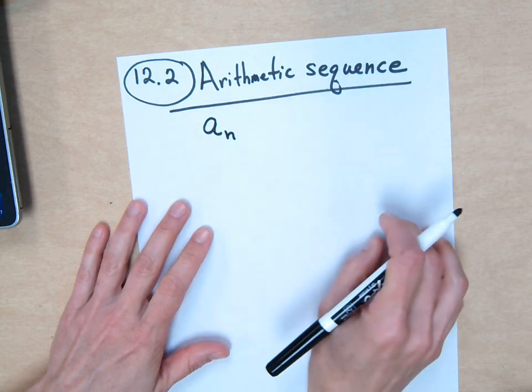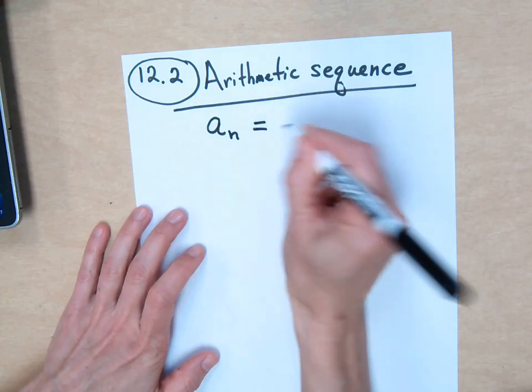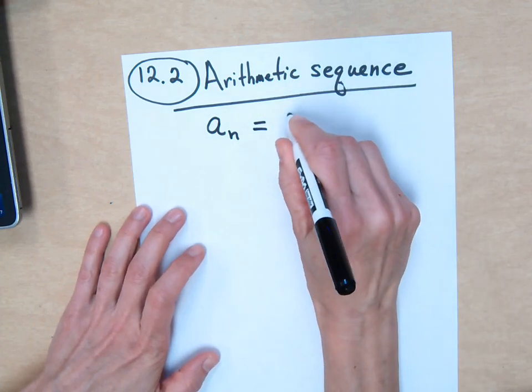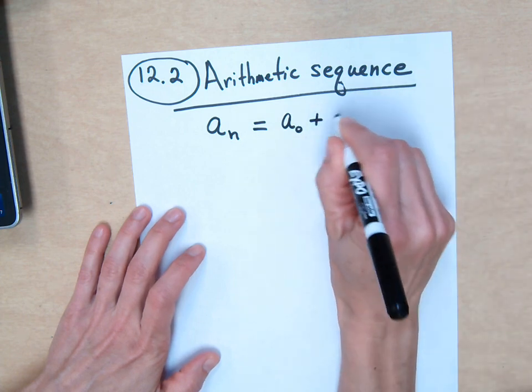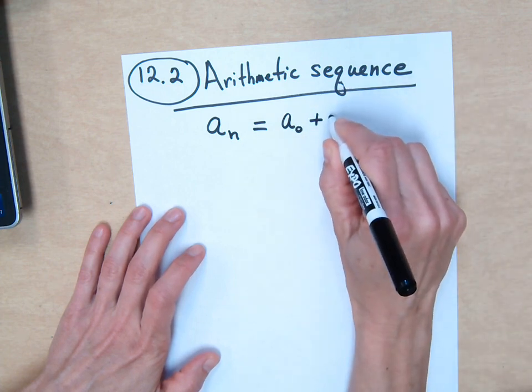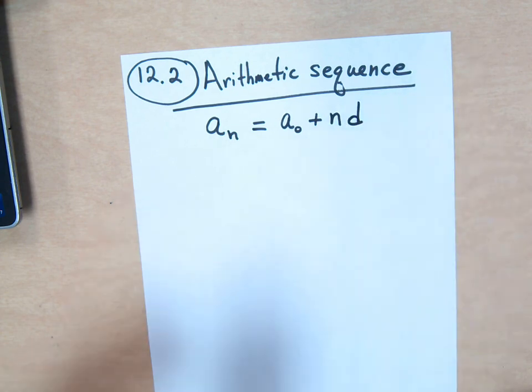If you want to write a rule for the nth term, and I'm going to label each of these, you basically find the 0th term, a sub 0, and then you add the term number times that common difference, which is that number that you're adding every time. So let me label all these.